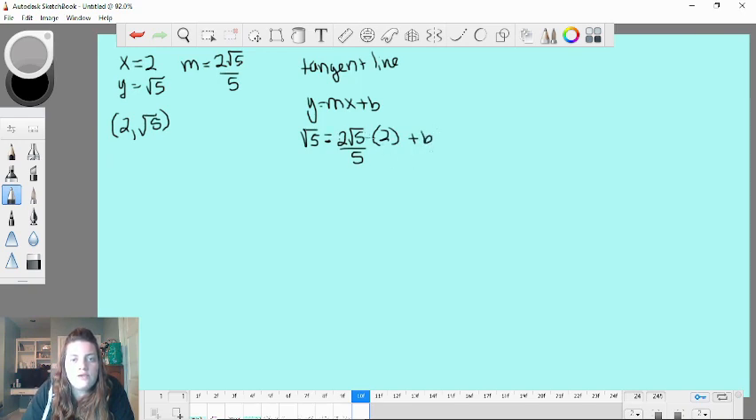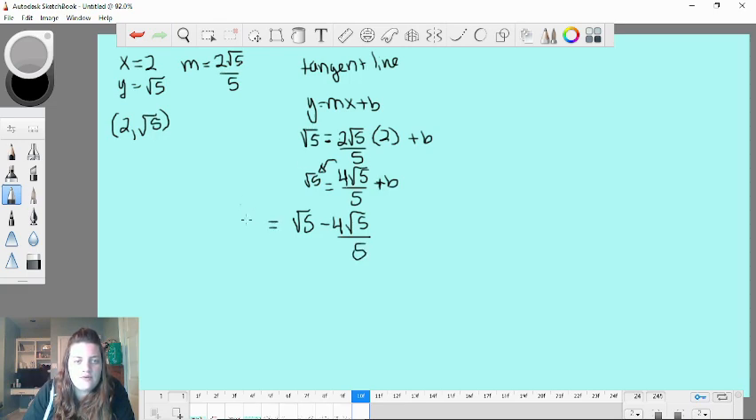Okay, so 2 times 2 right here is 4 square root of 5 over 5. Okay, so I'm going to go ahead and subtract this to this side. So we'll have our square root of 5 minus 4 square root of 5 over 5. And I'm going to move the b to the other side. So we have equals b.